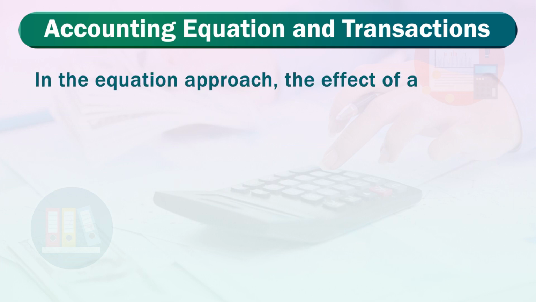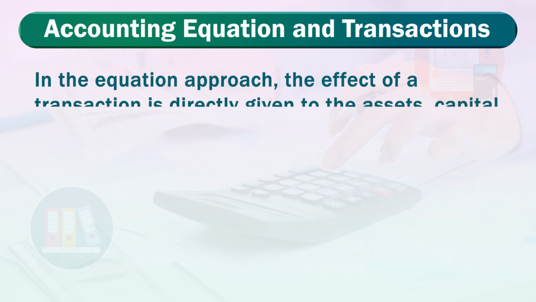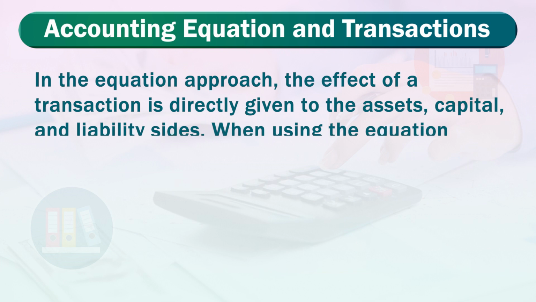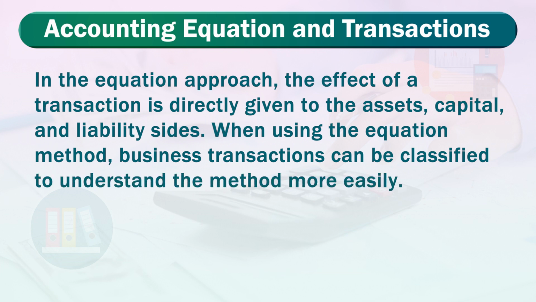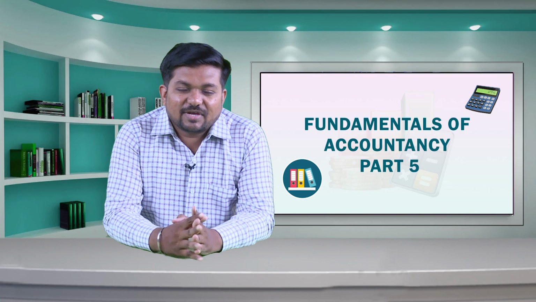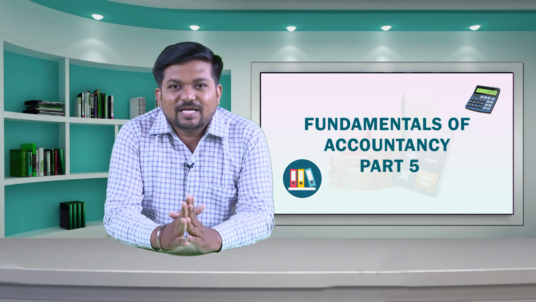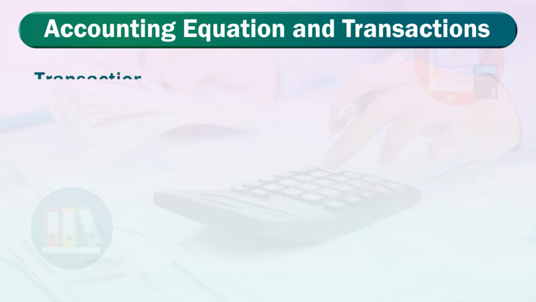So, accounting equations and transactions. In the equation approach, the effect of a transaction is directly given to the assets, capital and liability side. Listen carefully, in the equation approach, the effect of a transaction is directly given to the assets, capital and liability side. When using the equation method, business transactions can be classified to understand the method more easily. Let us see the classification of business transactions for application of the equation method.